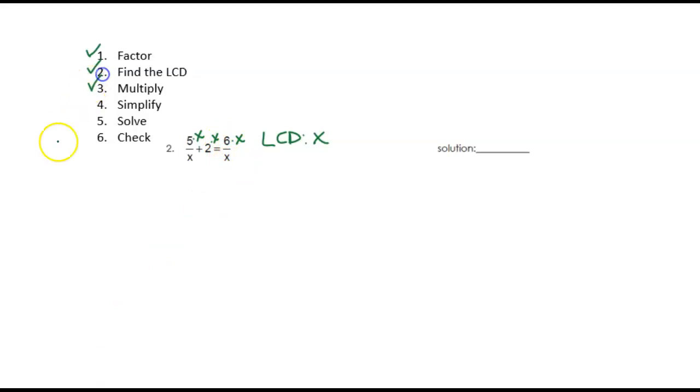And I can simplify. I see an x on top and an x on bottom, so they cancel out, and 5 remains, plus 2 times x equals x on top and x on bottom, again cancel out. Nice pretty equation for us to solve. So go ahead and pause the video and solve your equation.